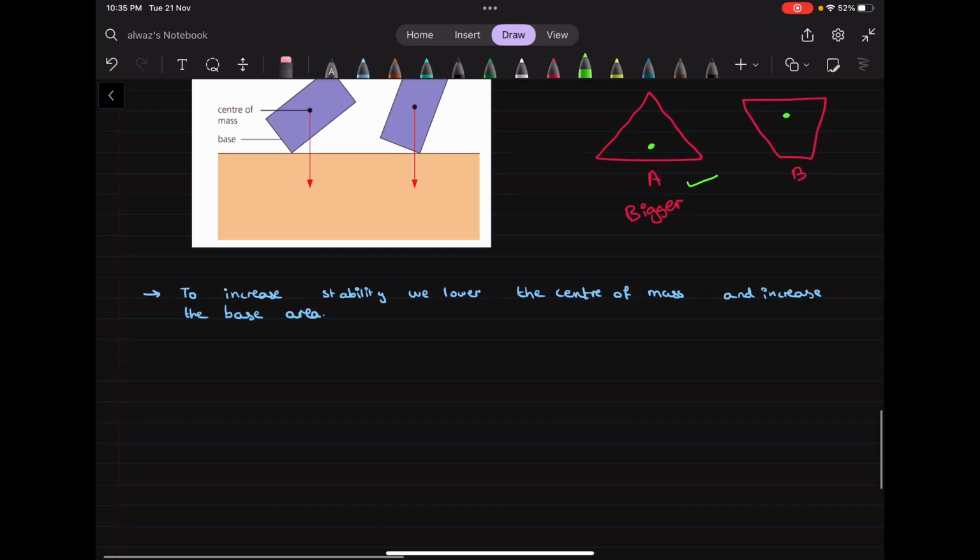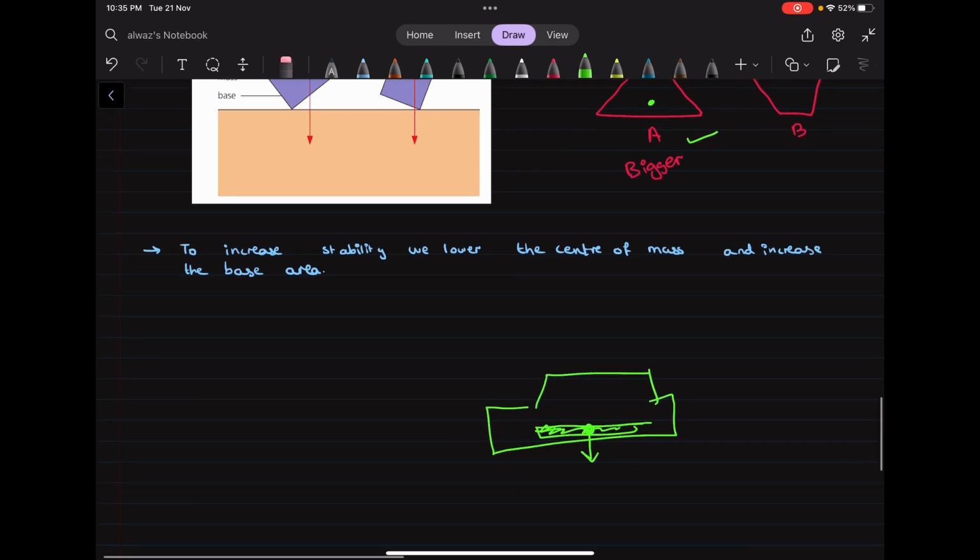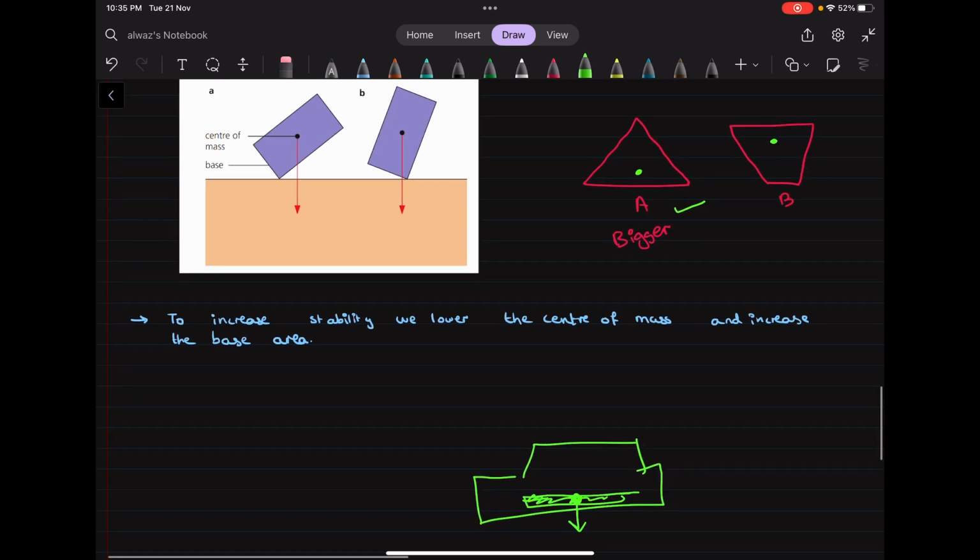This is why cars have a very low center of mass, so that they don't topple over. Car manufacturers try to make their car's center of mass as low as possible. Now, if the car's center of mass is somewhere over here, the car will be less likely to topple over when it gets into an accident or something. But if the center of mass is much higher up, the car will topple over very easily. So remember, larger base area means more stability, and lower center of mass also means more stability.